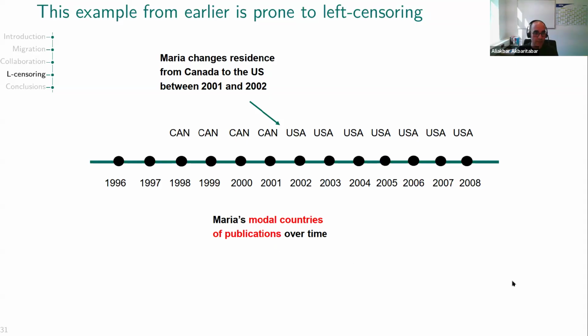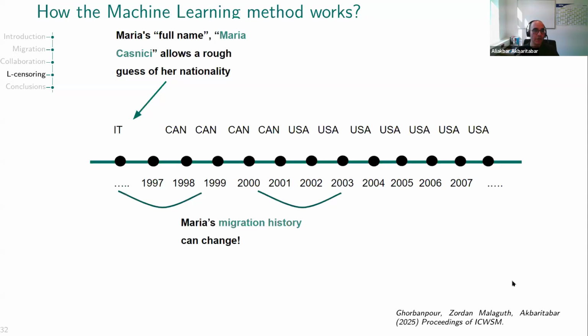That is something we cannot tell because of the data issue called left censoring. Here, if I tell you that Maria's full name is Maria Casnici, one thing that comes to mind is that it looks like a typical Italian name. So if we use machine learning and assign a nationality to this person based on their name, we can say that at some point, maybe before they moved from Italy to Canada, they started their publication activity there. But again, we cannot draw this assumption until we observe a move.